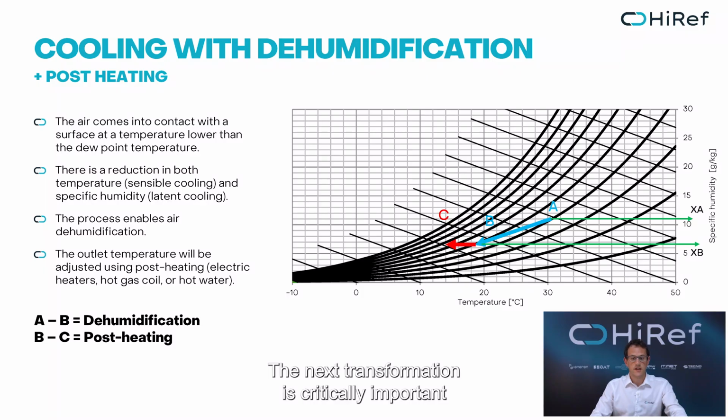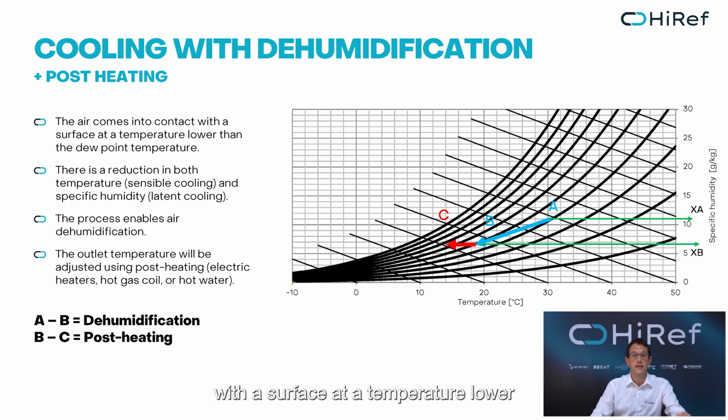The next transformation is critically important for the topic we are discussing: cooling with dehumidification, followed by reheating. In this process, the air comes into contact with a surface at a temperature lower than the dew point temperature, causing both a drop in temperature, measurable as a sensible cooling, and a reduction in specific humidity, known as latent cooling. This process is shown in the diagram of humid air represented by points A to B.